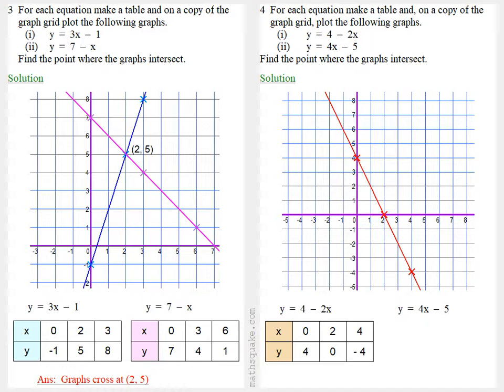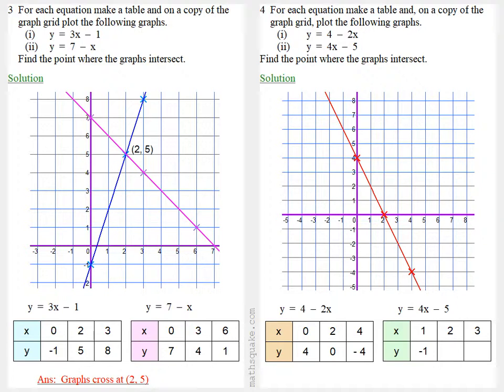For the second equation, y equals 4x minus 5, we need a table. And the first column is x and y, and then we choose values of x, let's say 1, 2 and 3. We then use those values to work out the values of y. So in the equation y equals 4x minus 5, if we substitute x equals 1, then y is 4 times 1 minus 5, or 4 minus 5, which is minus 1.